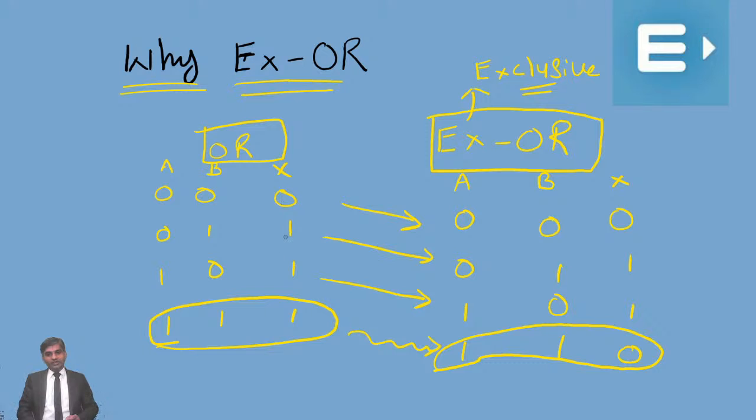All the remaining three outputs of an XOR gate and an OR gate are the same; only for the 1 1 input they differ. For 1 1 input, 1 is the output for an OR gate, whereas for 1 1 input, 0 is the output for an XOR gate. So there is an exception. There is something called exclusiveness in this context. That is the reason this gate is called the exclusive OR gate. Similarly, you can find exclusive AND also.